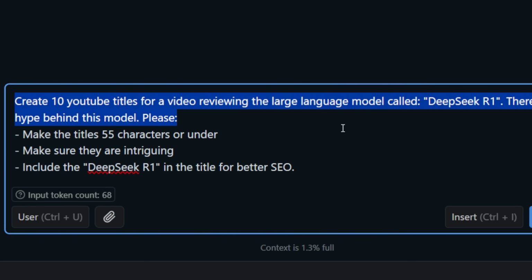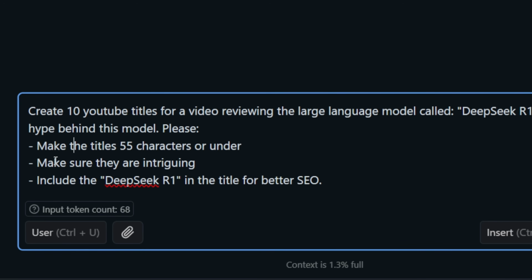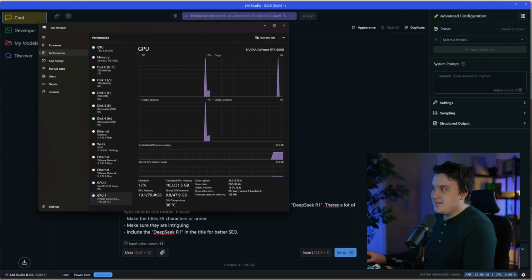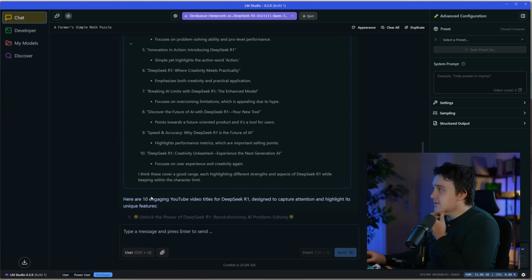So I decided to start on a creative task for it. I asked it to create 10 YouTube titles for a video reviewing the large language model called DeepSeek R1. Please make the title 55 characters or under. Make sure they're intriguing. Include DeepSeek R1 in the title for better SEO. Right now you can actually see that it's taking about 20 gigabytes of memory. So we're at 60 tokens per second.